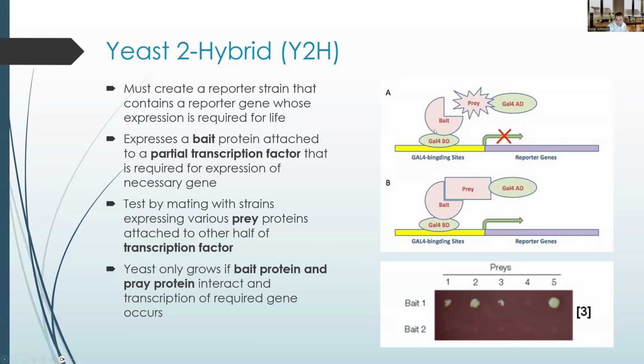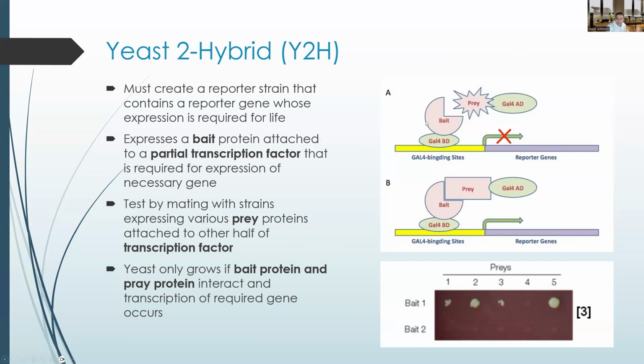So again, I want to explain this in a little bit more detail. In the first strain, in your bait strain, you have part of the gal4 binding domain, and then attached to that is the bait. It's what we're trying to see will interact with the prey. You then create a library of yeasts that have different prey proteins attached to the other half of the gal4. Now, if this prey protein can interact with this bait protein, both halves of the gal4 transcription factor will come together, and this will allow the reporter gene to get expressed. This will allow the yeast to grow.